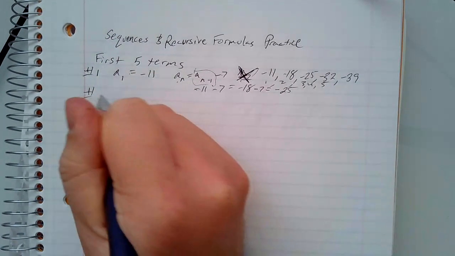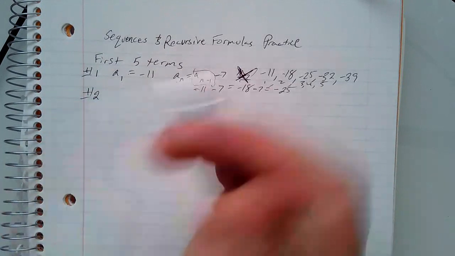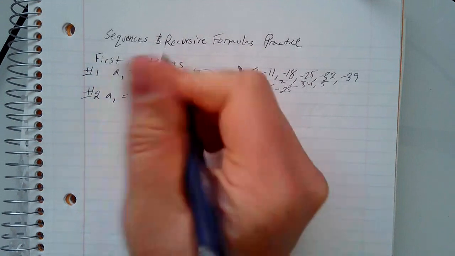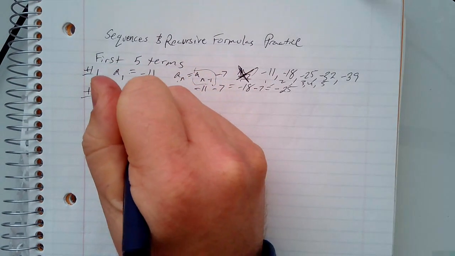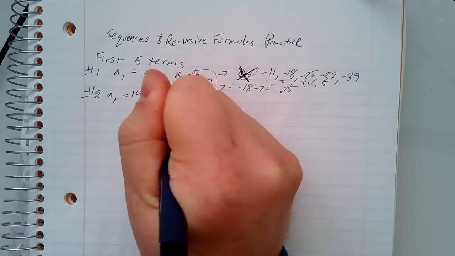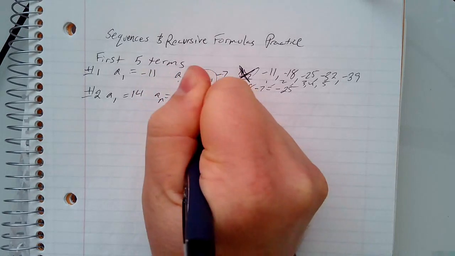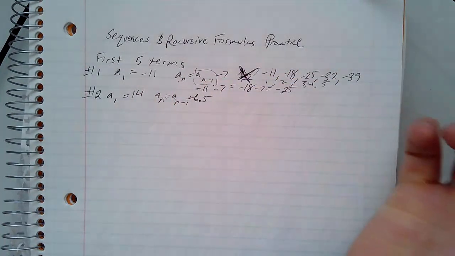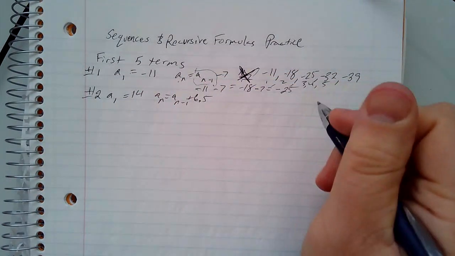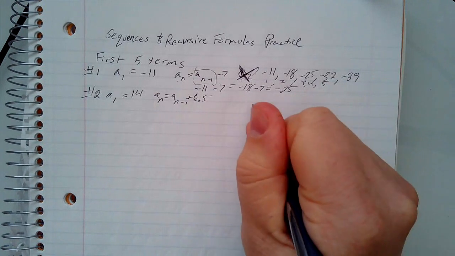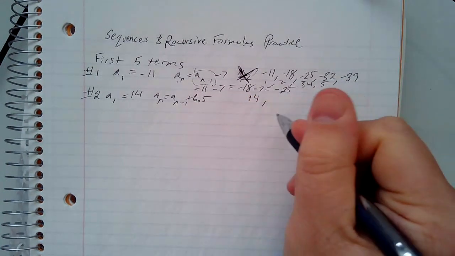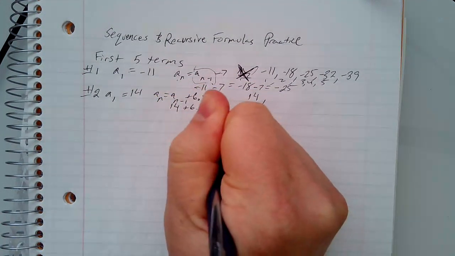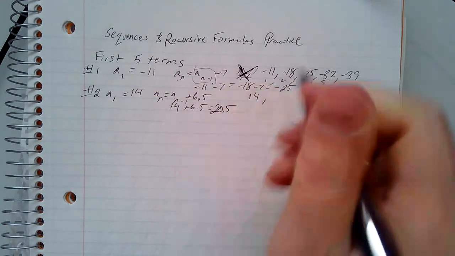Number two. We know it's arithmetic because it doesn't have any multiplication in it. So a sub 1 is equal to 14. Then it says a sub n is equal to a sub n minus 1 plus 6.5. And then it has the qualifier that you can ignore. All right, so the first term we know is 14. The second term is going to be 14 plus 6.5, which gives us 20.5.